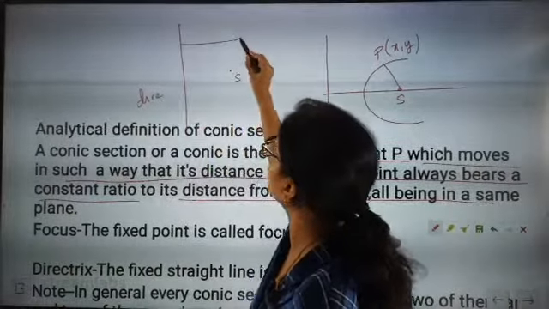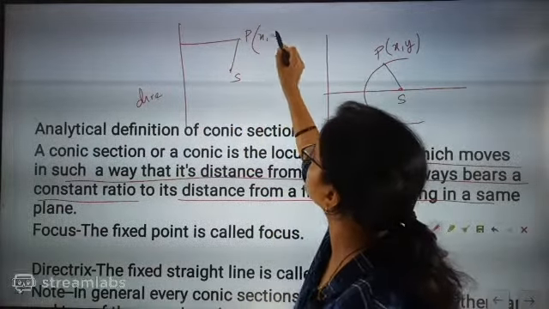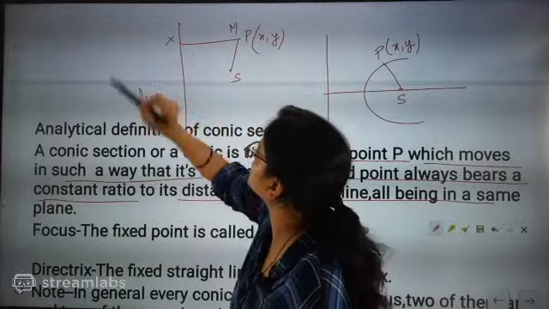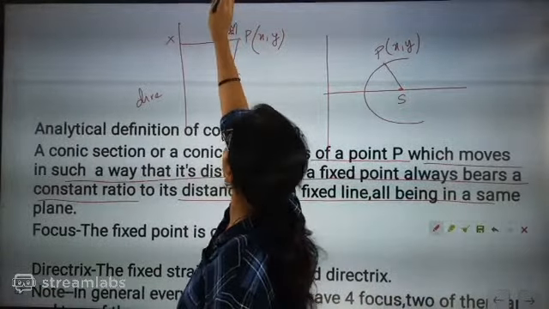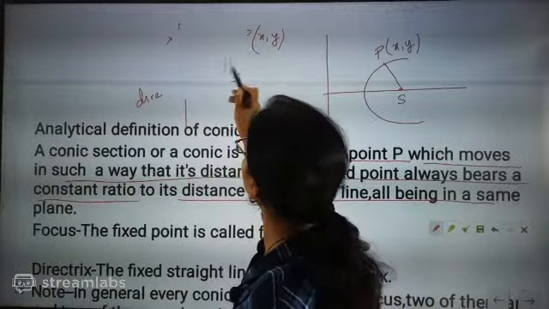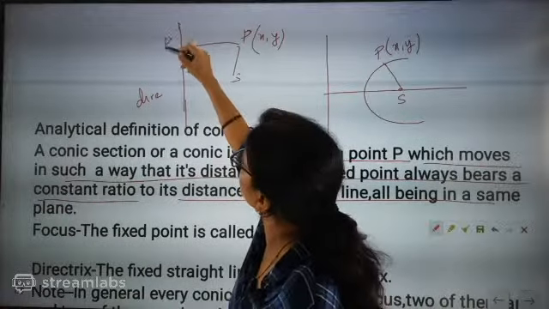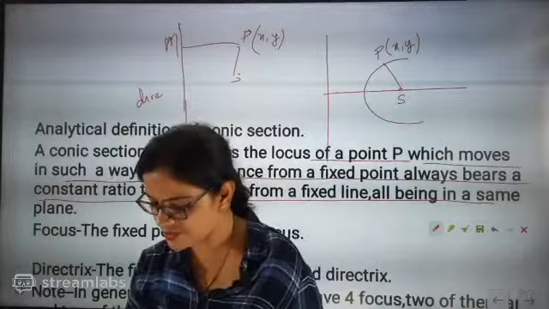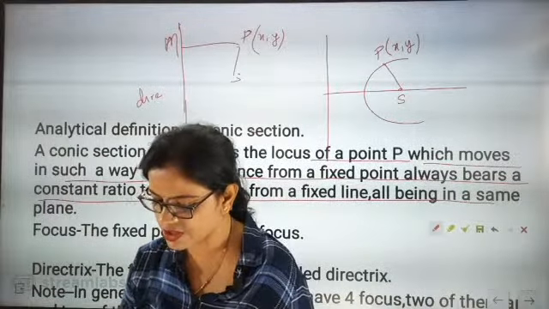Now we take an arbitrary point, which is considered as P(x, y). Whatever line you write, this will become P, and this will become M. So PS by PM will always bear a fixed ratio.